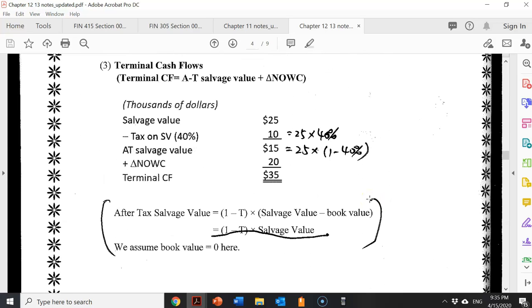At the end of the project, we would have to calculate terminal cash flow. It is going to be the after-tax salvage value plus delta net operating working capital. The salvage value given by this question would be 25, and the tax on the salvage value would be 40%, which is 10. So the after-tax salvage value would be 25 multiplied by 1 minus 40%, which is 15. And our delta net operating working capital is 20, so our terminal cash flow is 35.